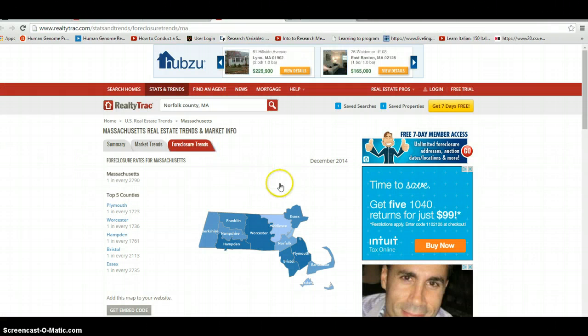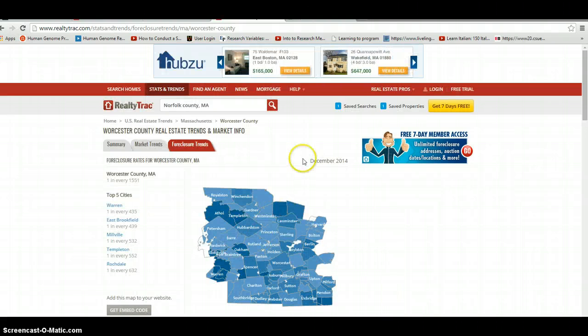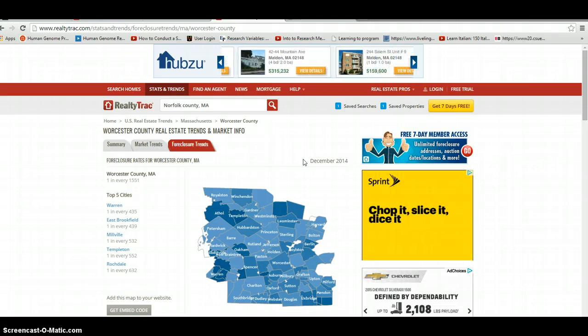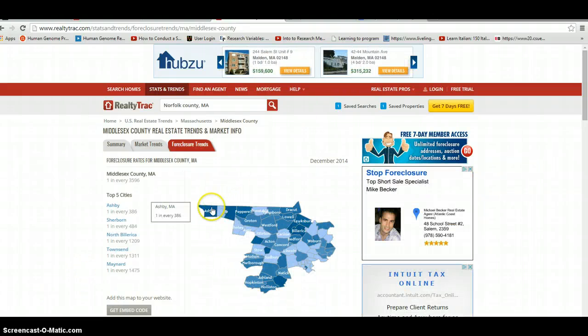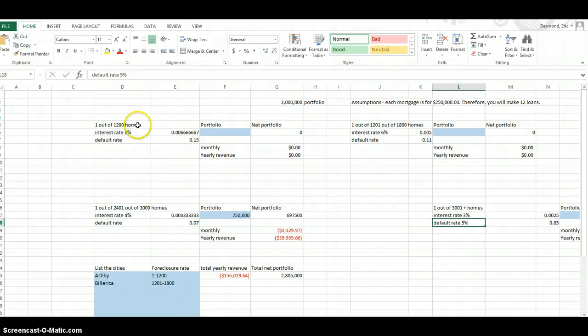So here we go. Now the first thing I did was, here's the state of Massachusetts. I went out to Worcester County, and I'm randomly picking these communities. And I chose Ashby. Actually, I wanted Middlesex County. Okay, so I go to Ashby. And here in Ashby, Mass, you're looking at 1 in every 386 homes. So 1 in every 386 homes, that's going to fall into this category right here. And obviously, default rate is high, therefore the interest rates are high.